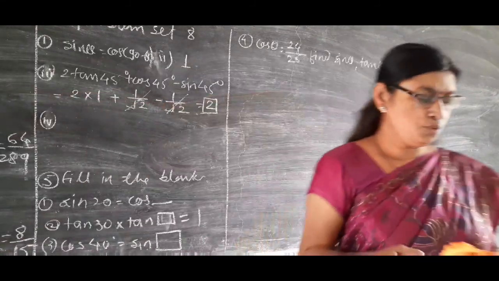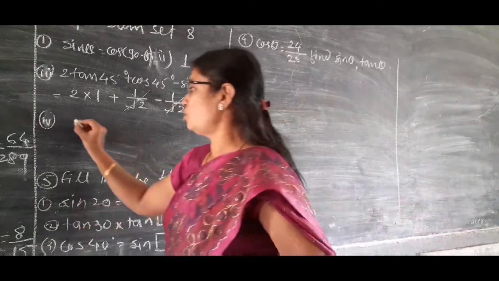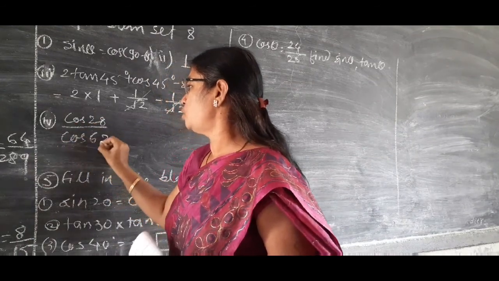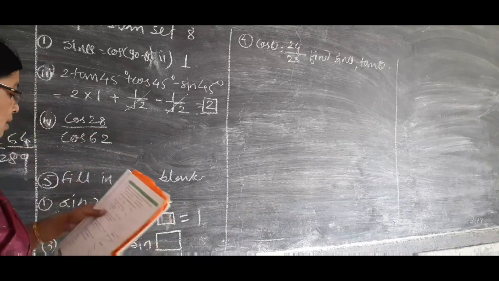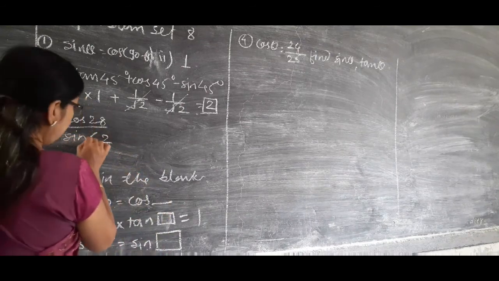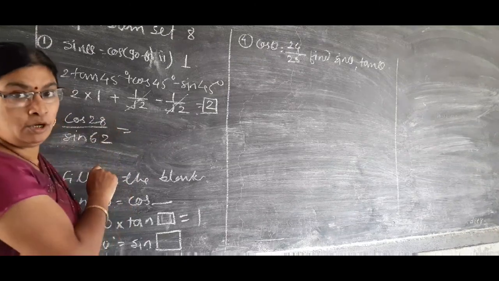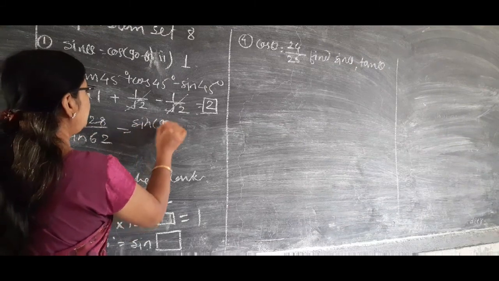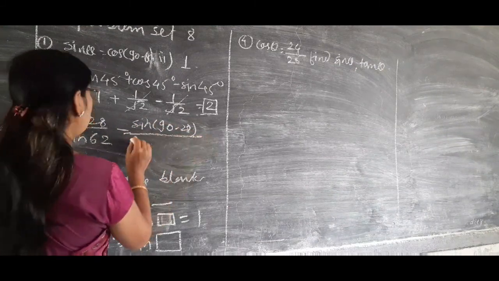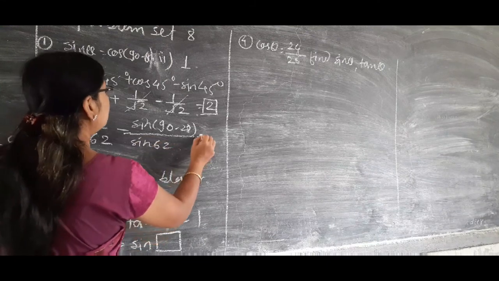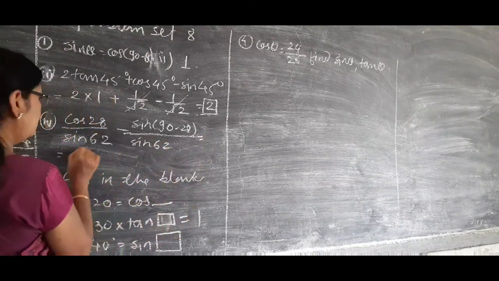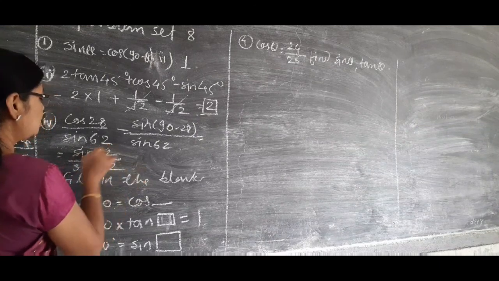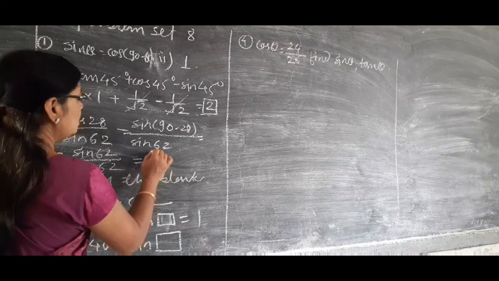Now see here in the fourth. What is given? Cos 28 upon cos 62 upon sin 62. Now see here, you can convert cos to sin or sin to cos. Now if you convert cos to sin, it means sin 90 minus 28 upon sin 62. Now sin 90 minus 28 is what? Sin 62 upon sin 62. So 62 and 62 will be cut. What is your answer? 1.